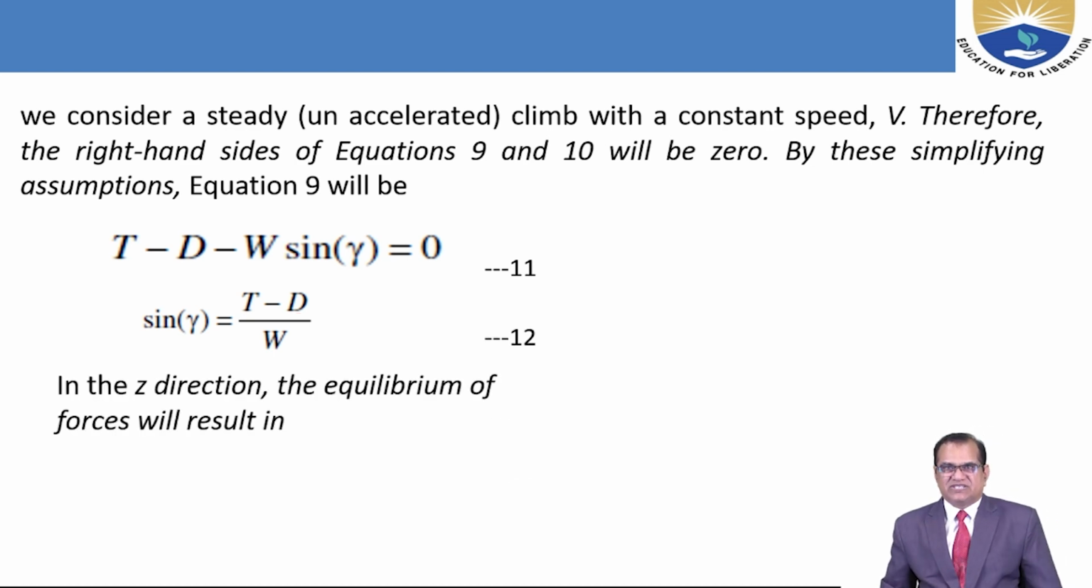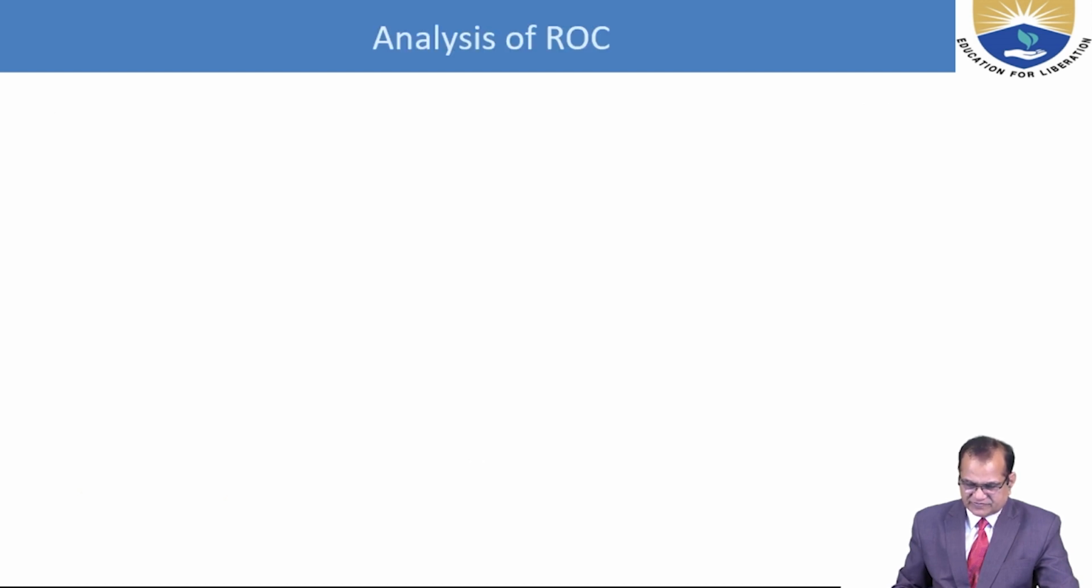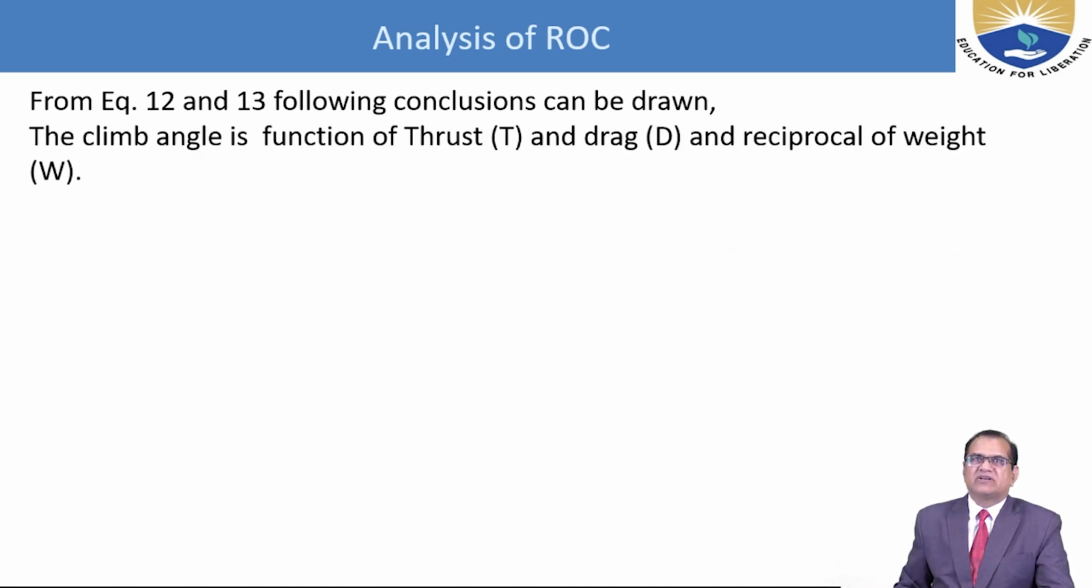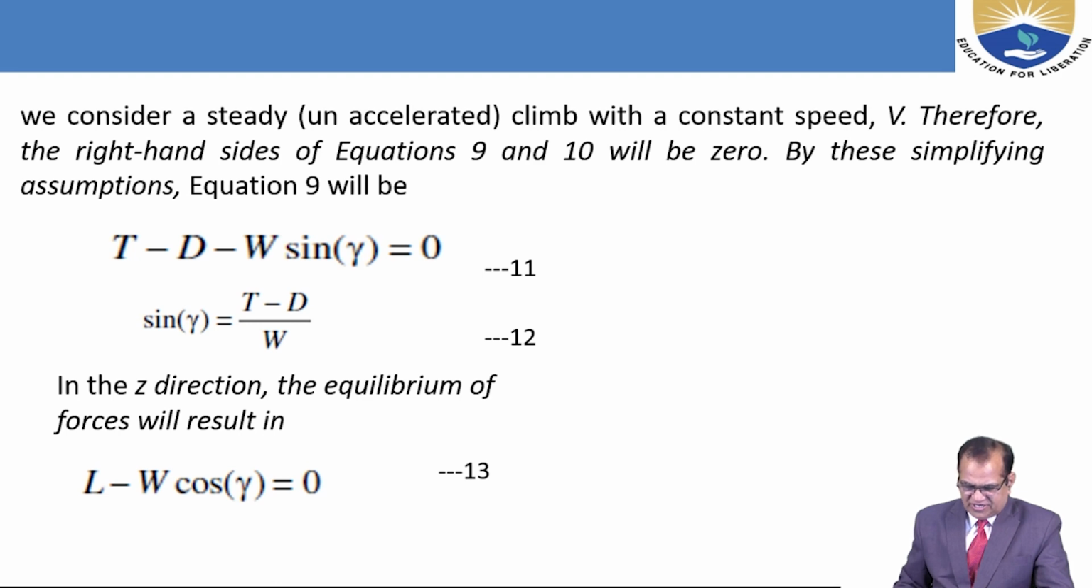In the Z direction, the equilibrium of forces will result in L minus W sin gamma equal to 0. This is another equation, so we can do the analysis of rate of climb. From equations 12 and 13, the following conclusions can be drawn. So what are 12 and 13?